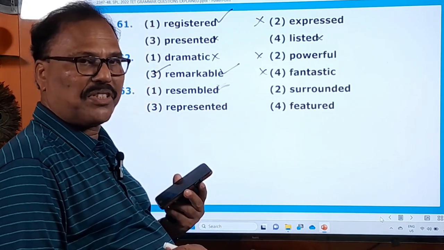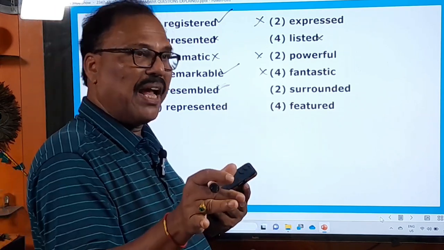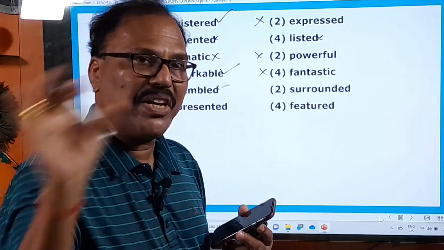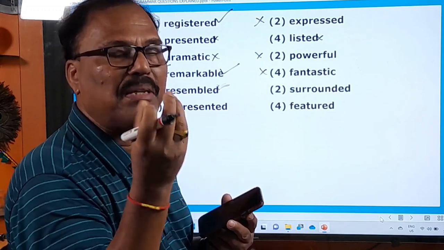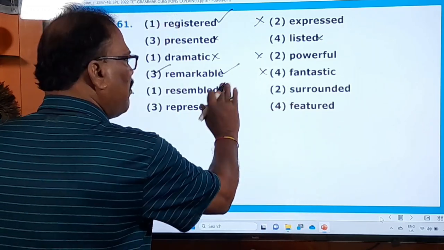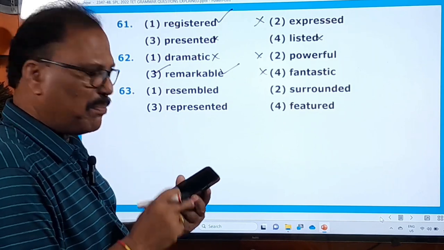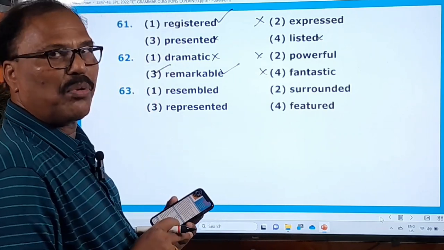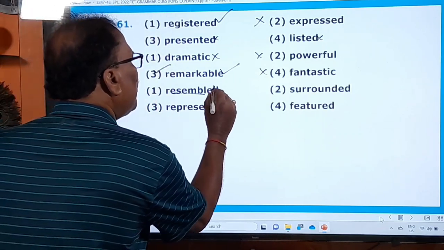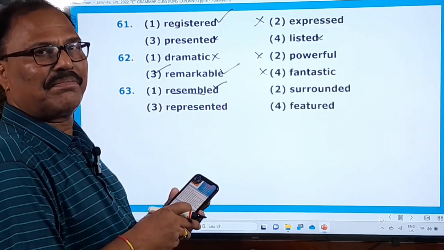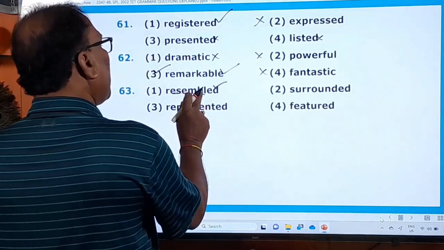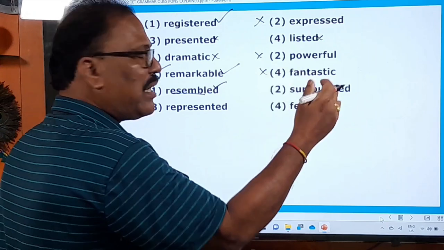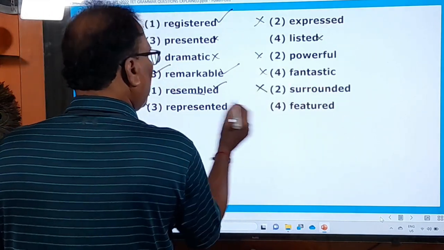Featured means to be an important part of something. For example, nowadays on YouTube and in the newspapers, the Manipur issue is being featured. Being featured means it is being shown as an important issue. After knowing the meaning of these four words, what do you think will fit in this blank? The trees that remained standing, dash telegraph poles. They resembled, looked like telegraph poles, just like electric poles. So the second one is not correct, the third one is not correct, the fourth one is not correct.